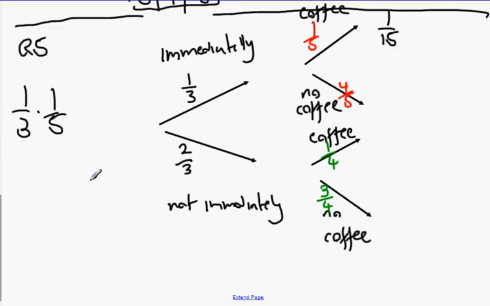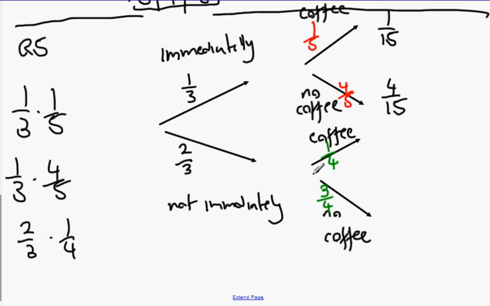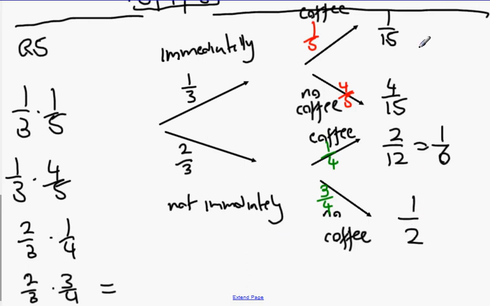The next one's going to be 1 over 3 by 4 over 5, which is? 4 over 15. 2 out of 3 by 1 over 4? 2 out of 12, which is 1 over 6. And finally, 2 over 3 multiplied by 3 out of 4, which is? A half. Now guys, if I add up all these together, what do you think they have to add up to? 1.